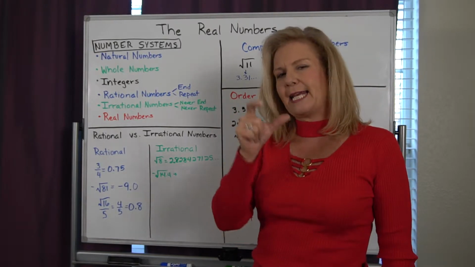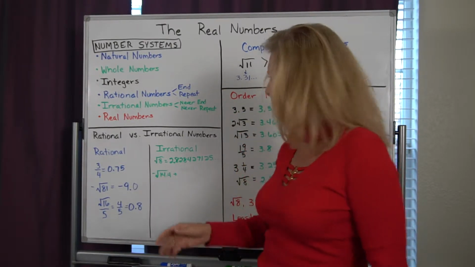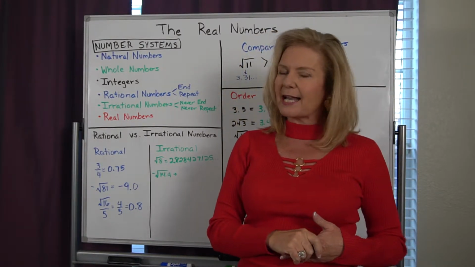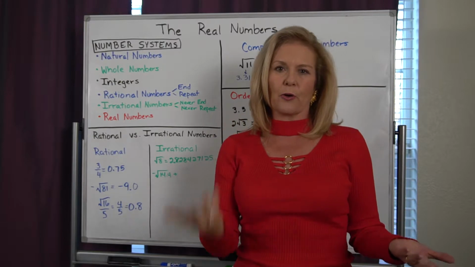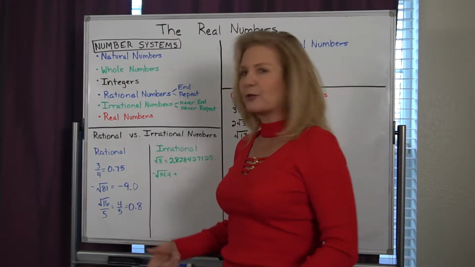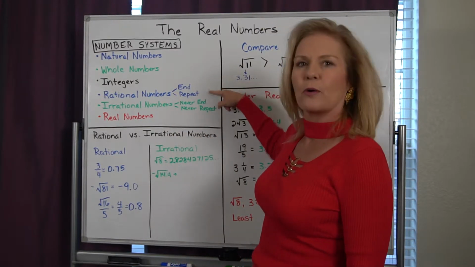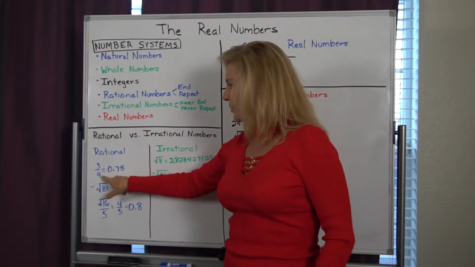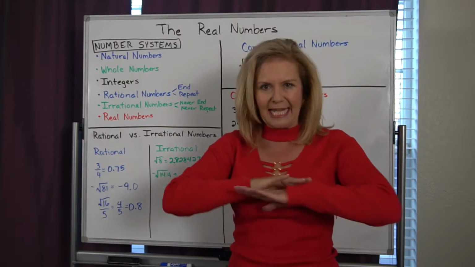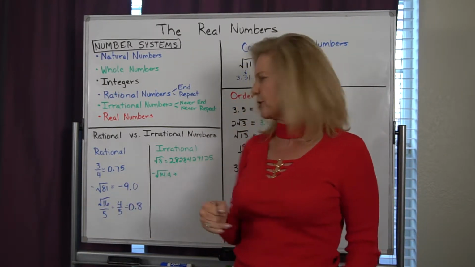Whenever we're looking at any numbers in the real number system, we always want to look at them in decimal form, because that's going to tell us, are they rational numbers or are they irrational numbers? So if we take a look at rational numbers, remember they end or they repeat. 3/4, when I take it to decimal form, is 75/100. It ends. Therefore, it has to be a rational number.